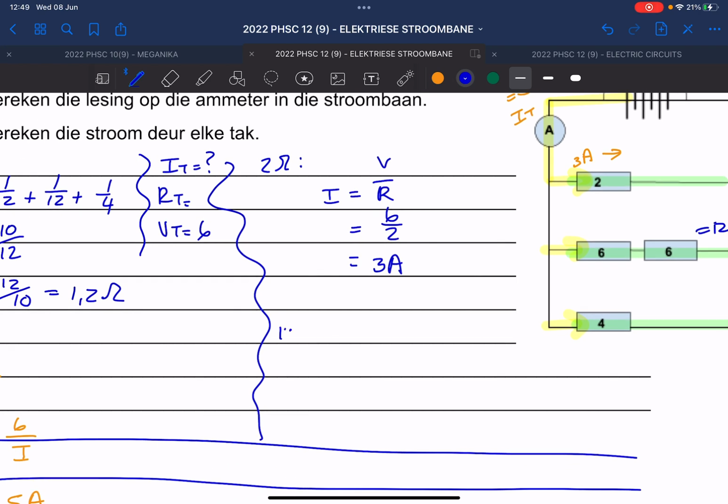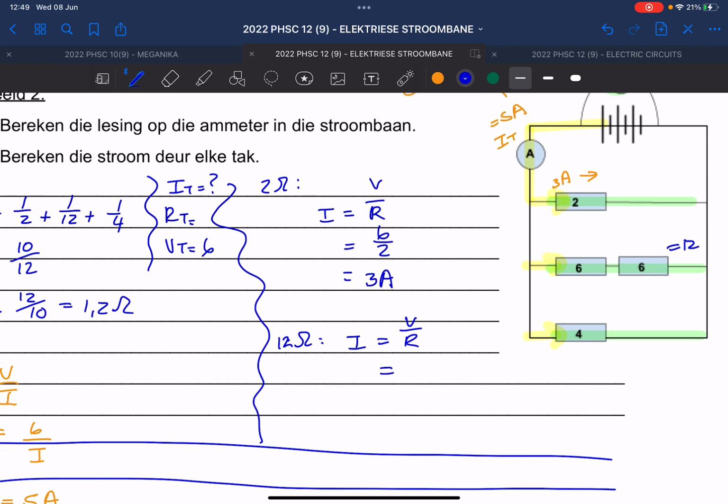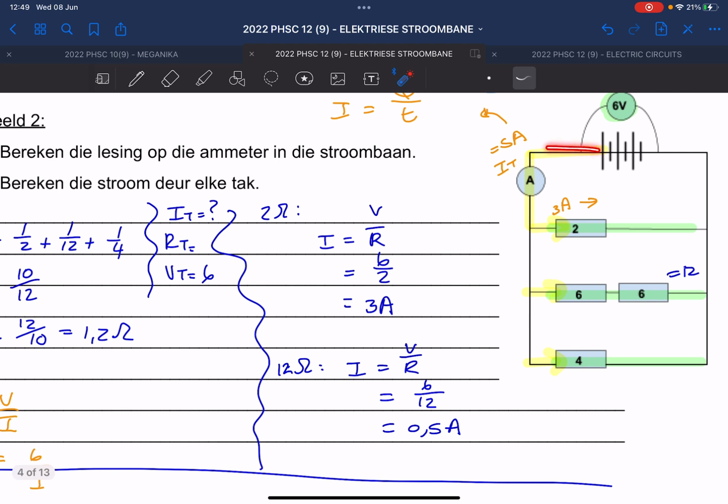Then if we look at the 12 ohm branch, Brigitte, wat is die volts vir die 12 ohm tak? 6 in die weerstand? 12. And then you get 0.5 amperes. And it makes sense. Jy moet 'n halwe kop hê om 'n dubbel wiskunde moet kies, né? Goed, so the smallest fraction, die kleinste gedeelte gaan daardeur.